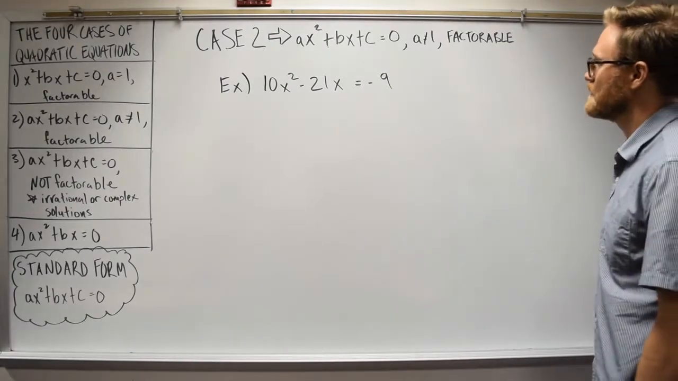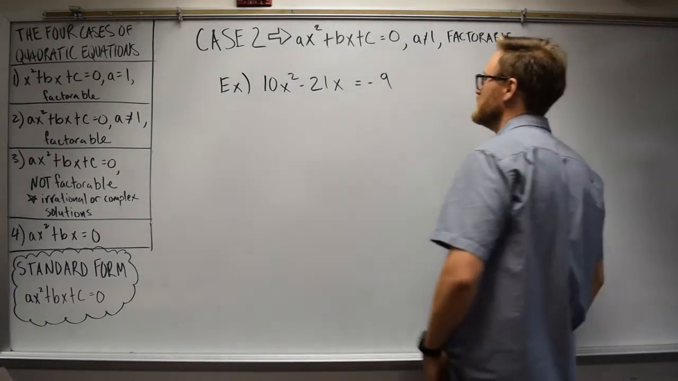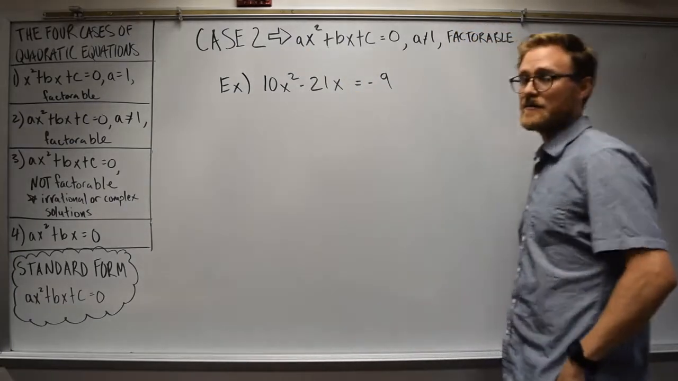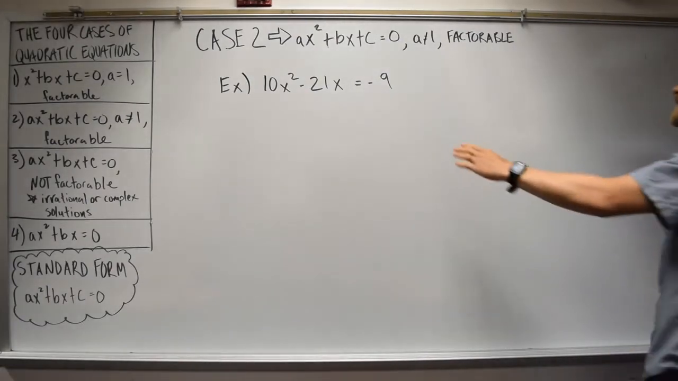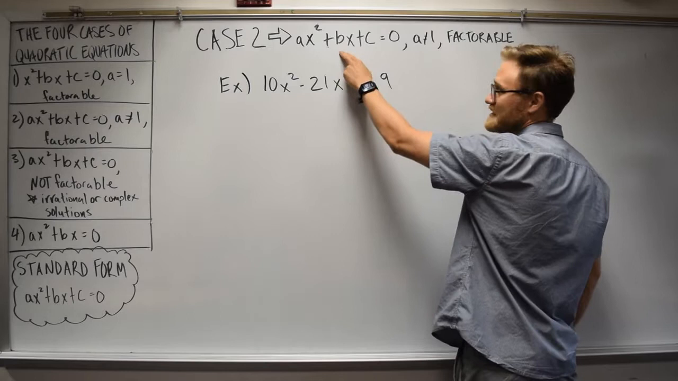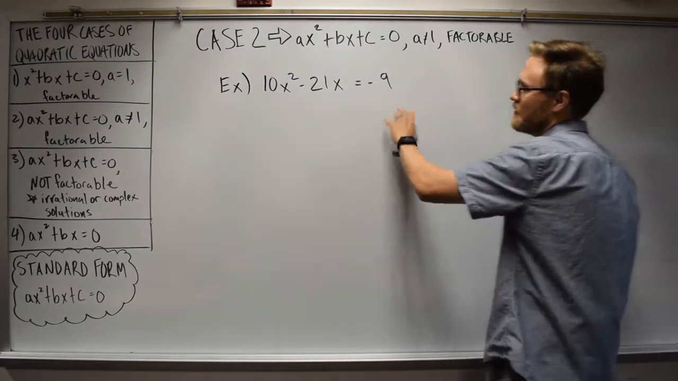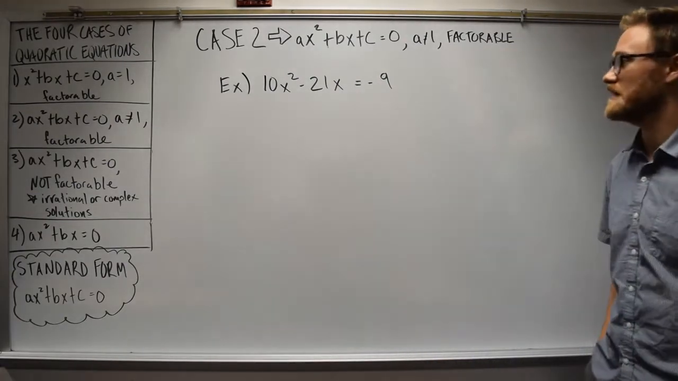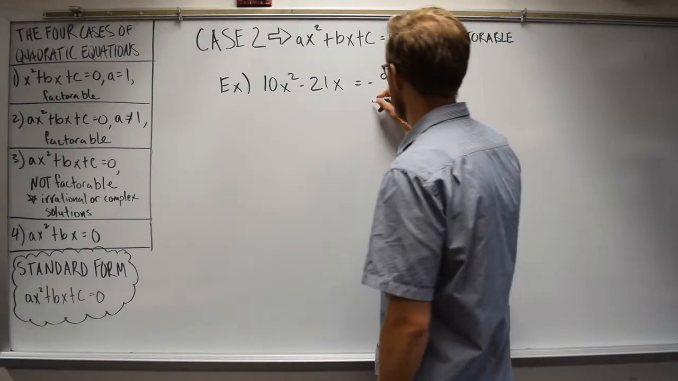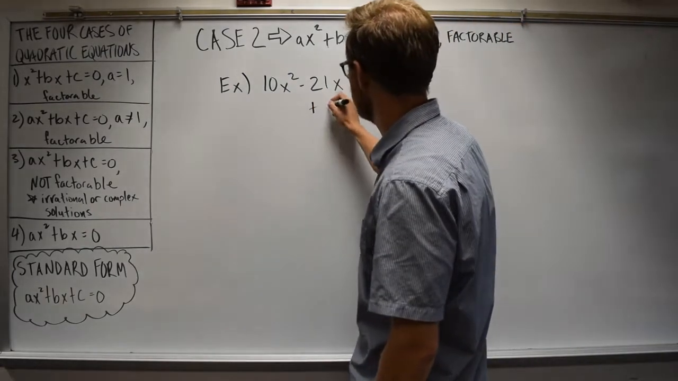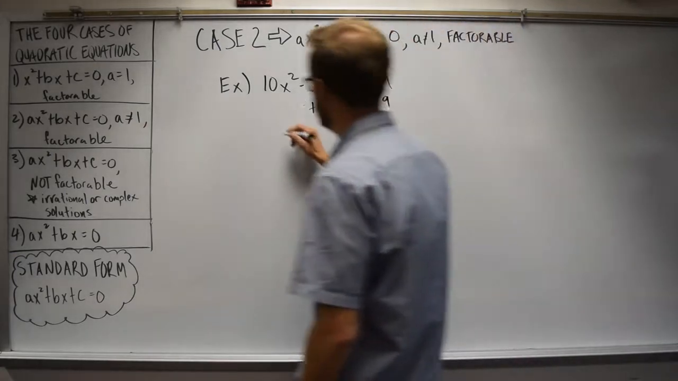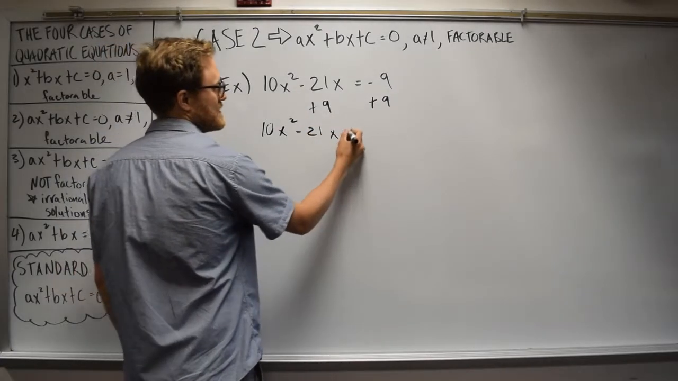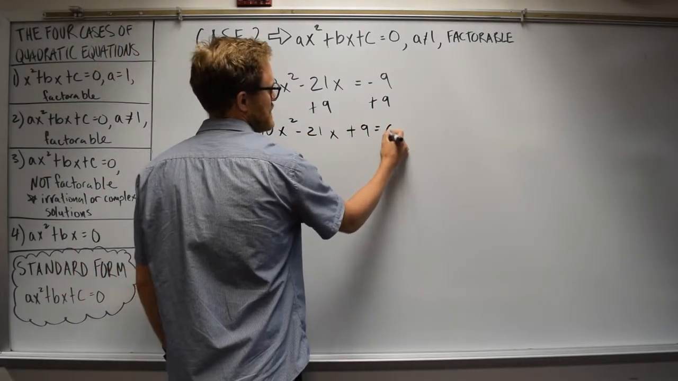So, in case 2, the only difference from case 1 is that A is not equal to 1. If we look at the example that I have here, it doesn't match this exactly. It's not in the exact form. So what we're going to do first, and this is a good habit to get into, is rewrite this so that it's in standard form. I can do that by moving the constant to the left, adding 9 to both sides. So I end up with 10x squared minus 21x plus 9 equals 0.